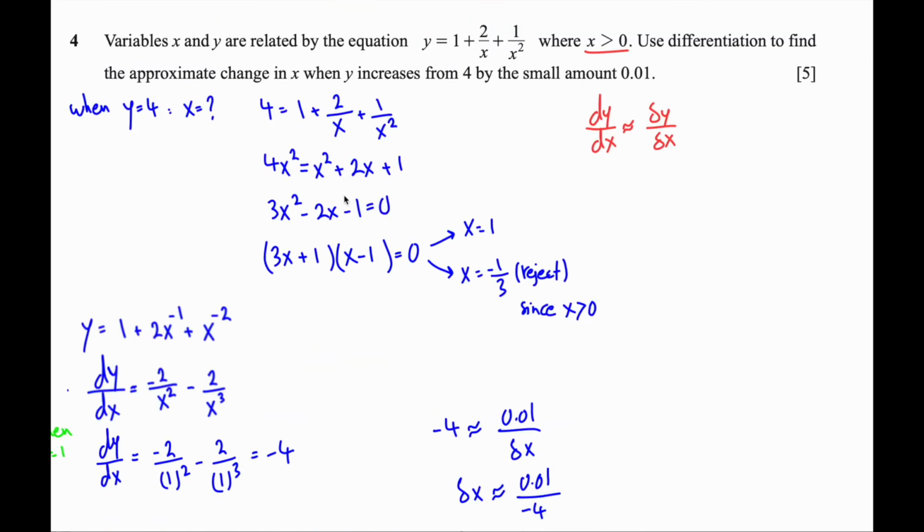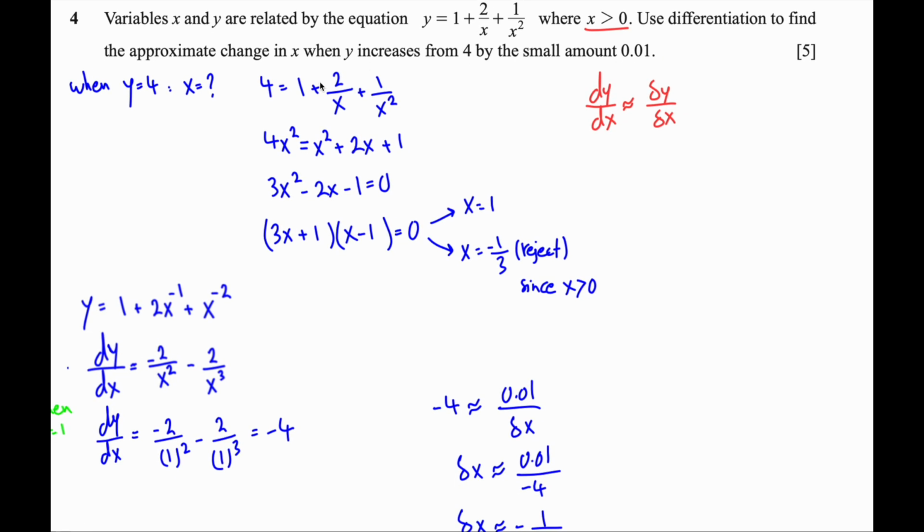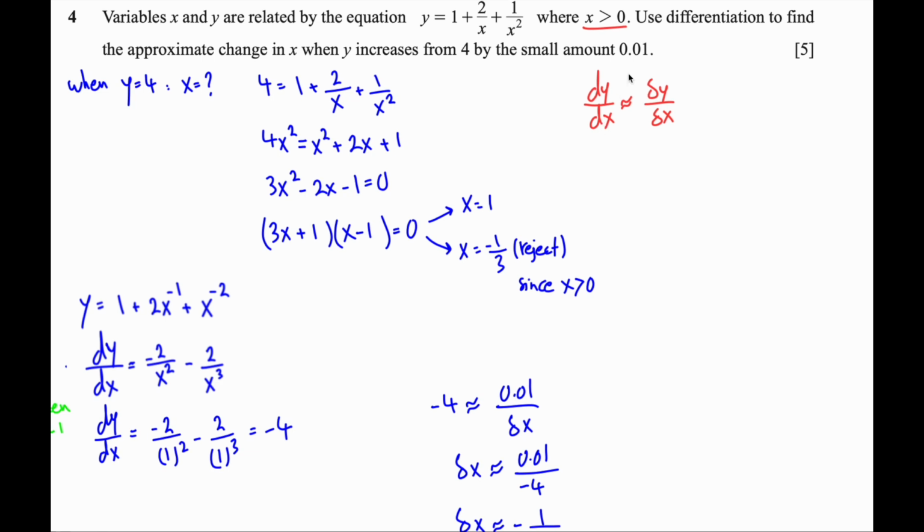Question number 4. Variables x and y are related by this equation, and x has to be greater than 0. It's quite obvious, otherwise it would make these two fractions undefined. I have to use differentiation to find the approximate change in x when y increases from 4 by a small amount of 0.01. So obviously this is the formula that you have to use when you deal with small increments and also differentiation.